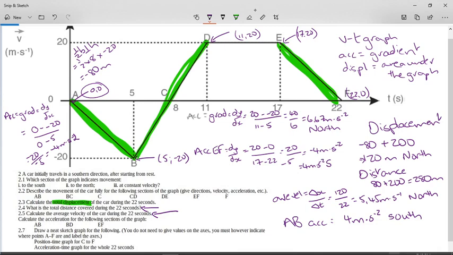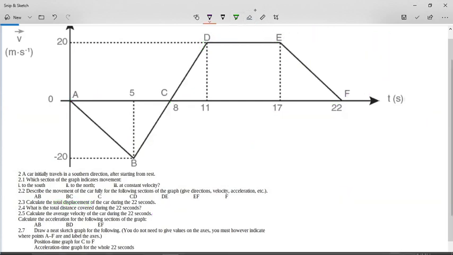Okay, now this last part needs a little bit of thought applied to it, so I'm going to get rid of all the ink on this graph and we're going to have a look again. If you wanted to copy something down, stop, rewind before I erased it all. Now it says draw a neat sketch graph for the following. On any sketch graph you don't have to give the values, but you have to show you know what you're doing, where the points are, and label the axes.